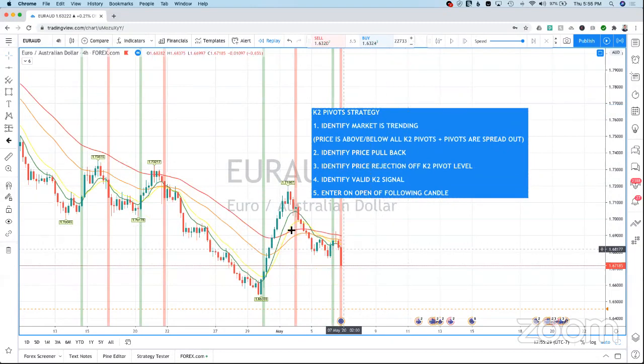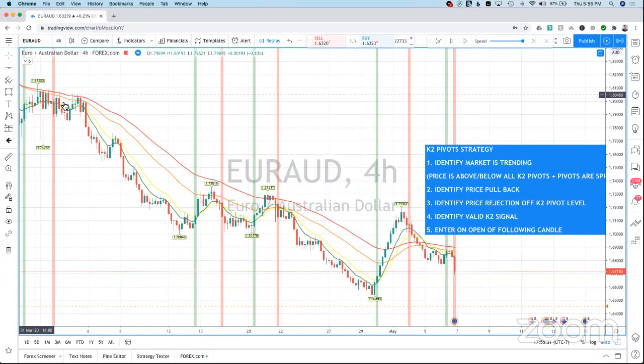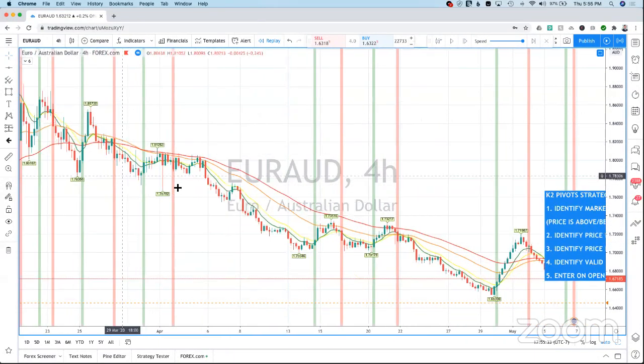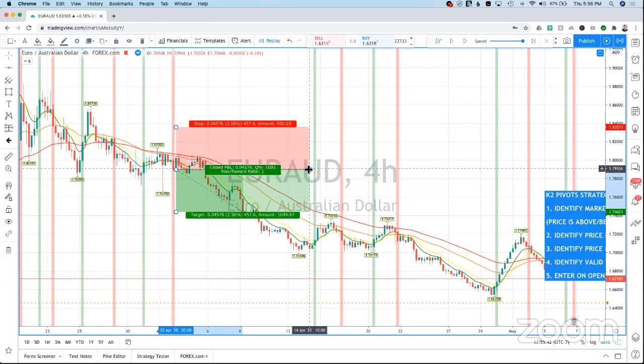So right here, we identify the price is trending downwards. It's a strong trend from way up here, and we could even enter from up here too. So I'll just mark up entries. Right here, price is trending down, pulled back, came back down, winner right there, 400 pips.